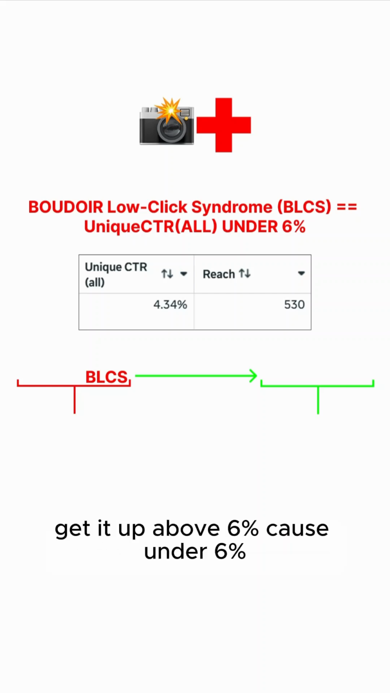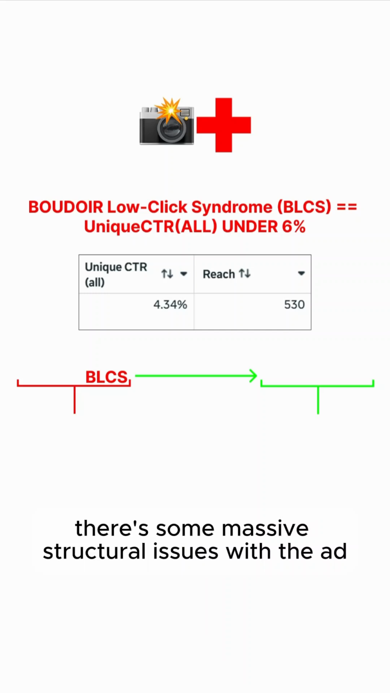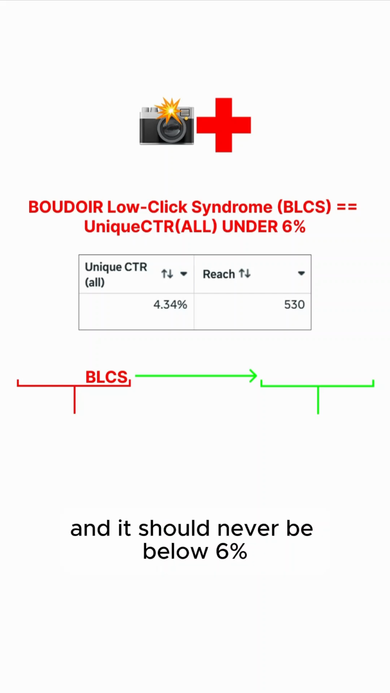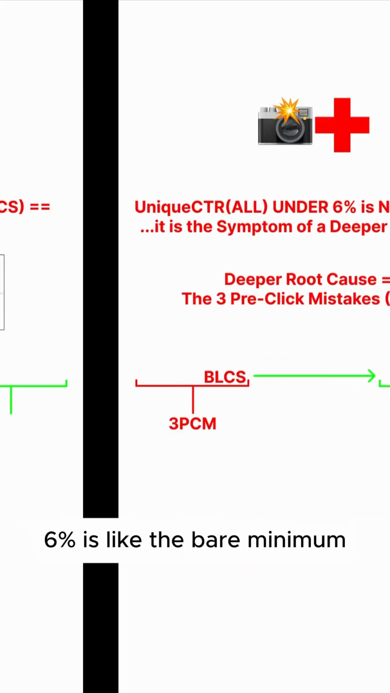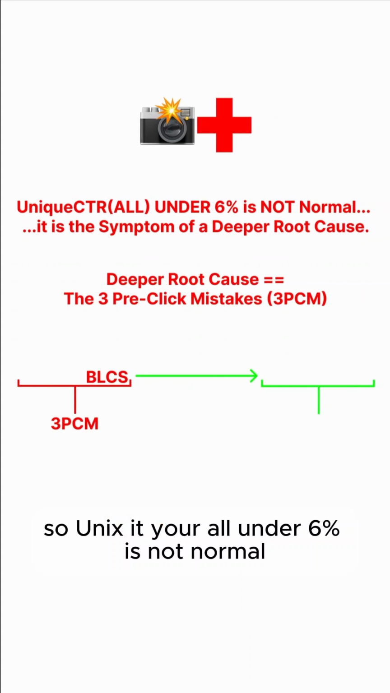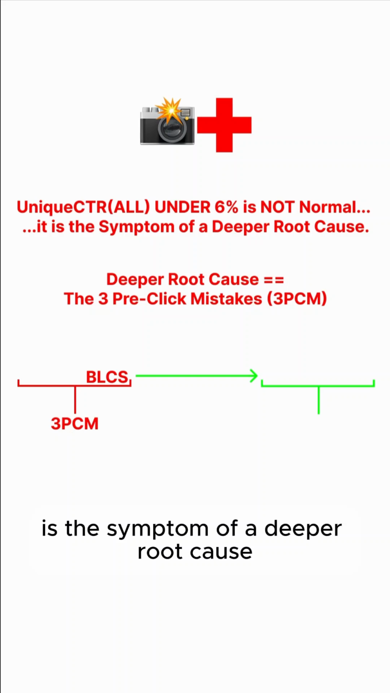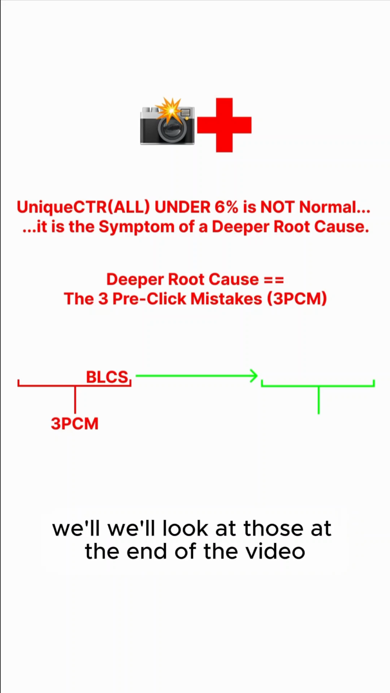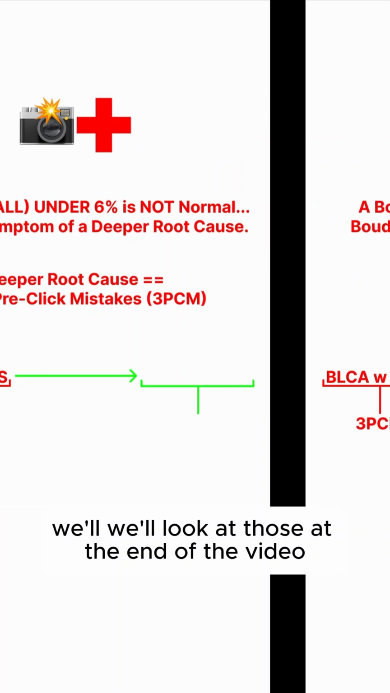Obviously, get it up above 6%, because under 6%, there's some massive structural issues with the ad. And it should never be below 6%. 6% is like the bare minimum. So unique CTR all under 6% is not normal, it is the symptom of a deeper root cause. And that deeper root cause is the three pre-click mistakes. We'll look at those at the end of the video.